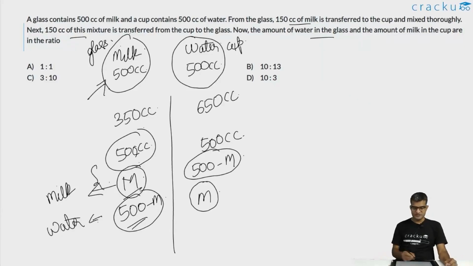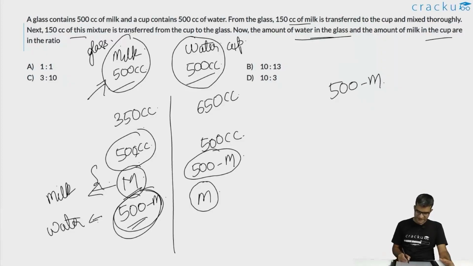This is true because initially both milk and water were of the same capacity, and the volumes at the end are also the same. So in this particular case, the ratio of the amount of water in the glass, which is 500 minus M, to the amount of milk in the cup, which is also 500 minus M, this ratio is equal to 1:1. So the answer for this question is option A.